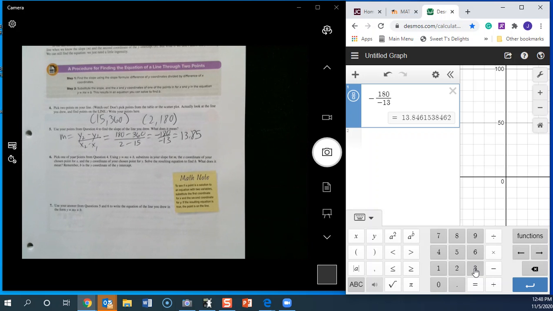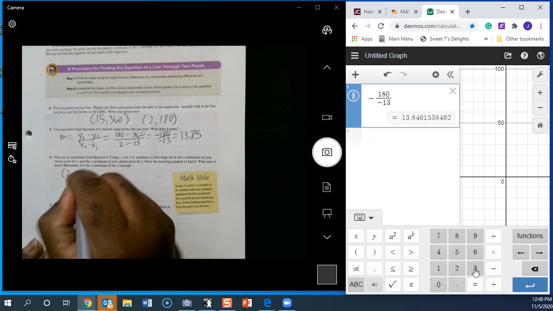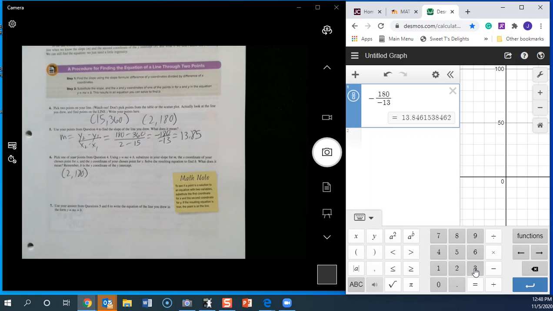Now it says pick one of your points from question 4 using y equals mx plus b. Substitute in your slope for m, the x coordinate of your chosen point for x, and the y coordinate of your chosen point for y. Solve the resulting equation to find b. What does it mean? Remember, b is the y coordinate of the y-intercept. So I'm going to pick the 2 and the 180 because they're smaller numbers.